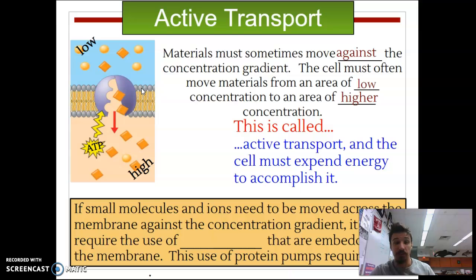So just to recap, if small molecules and ions need to be moved across the membrane against the concentration gradient, it will require the use of protein pumps. Okay. Protein pumps will be required and are embedded in the membrane for this purpose. And this here is our protein pump right here. So low to high, active transport, energy needed, protein pump used for these molecules to go in that direction.